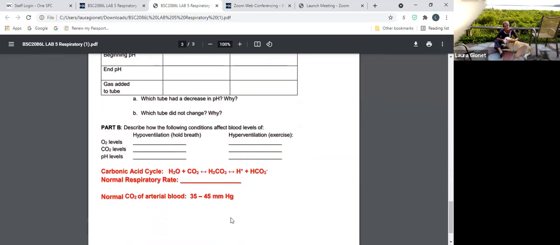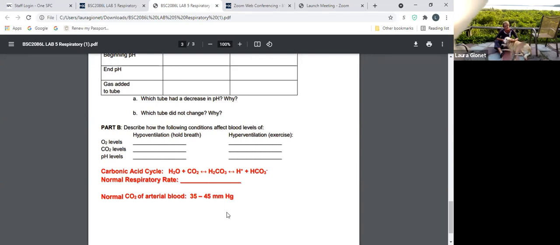Okay, then we're going to describe how the following conditions affect blood levels of oxygen, carbon dioxide, and pH levels. So this is a good time really to look at the items in red down here. First, we have the carbonic acid cycle, which you should have tattooed on your ankle because you're going to use this for the rest of your life. Water, H2O plus CO2, yields carbonic acid, which is H2CO3, which then yields hydrogen ions and bicarbonate ions.